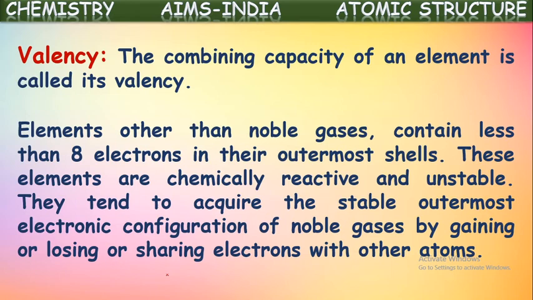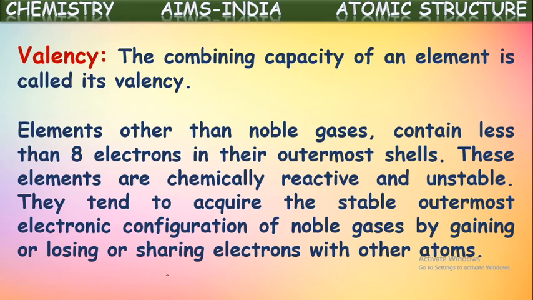So the elements with 8 electrons in the outermost shell are stable elements, or noble elements as we call them. Very few such elements exist. Most of the elements do not have 8 electrons in the outermost shell. So these elements are said to be unstable elements.